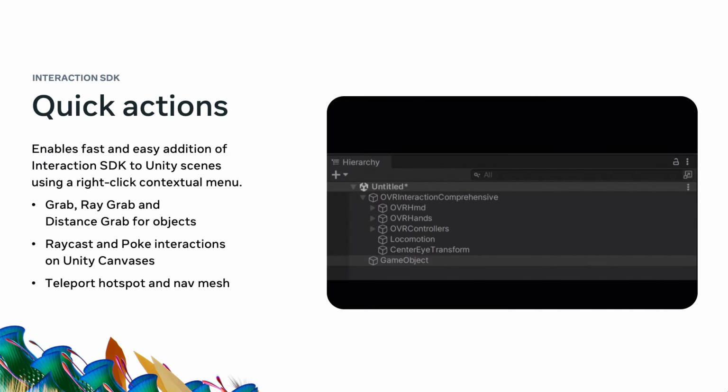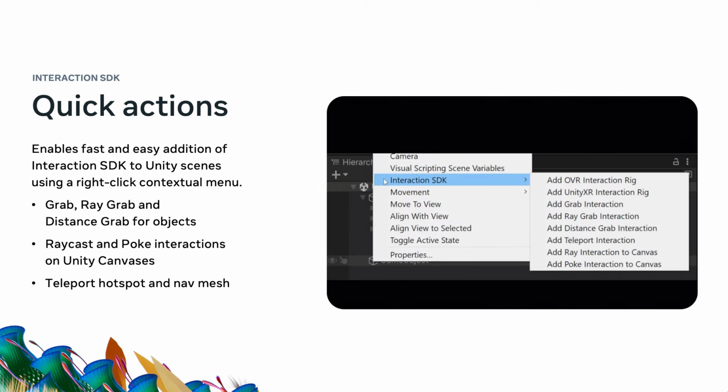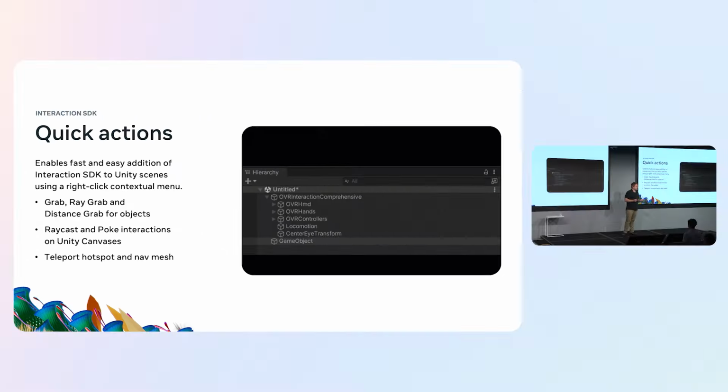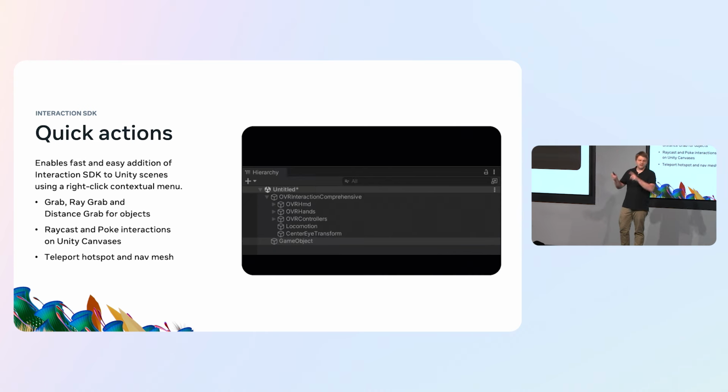Another new feature this year is Quick Actions. Now, Quick Actions is a feature that enables you to easily add interactions to your Unity scenes. So how many people here are familiar with Interaction SDK? Has anybody used it? OK. If you've used it in the past, you may have seen that it could be kind of hard to get started with. When you're like, I just want to grab this thing. How do I do it? There's a ton of components. You have to figure out how to wire them together and go through documentation. It can be a pain.